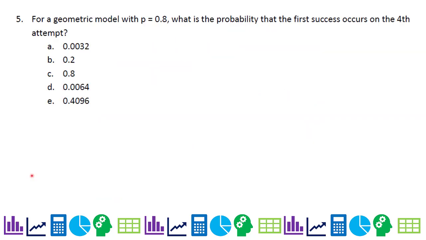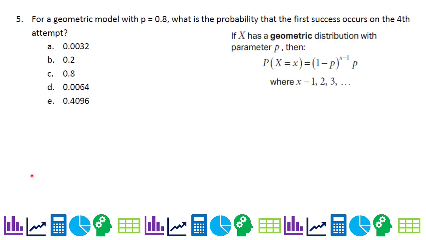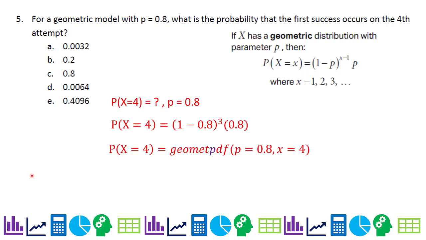For a geometric model with p equals 0.8, what is the probability that the first success occurs on the fourth attempt? So this is straight from your math chart. I know I'm looking at the fourth attempt, p equals 0.8. So I basically just substitute in x is 4 and p is 0.8. Calculate. By the way, if you do it with the calculator, it's geometpdf, the geometric probability distribution function. It does it for one discrete value. In this case, it's doing 0.8 and x equals 4. And you get 0.0064.